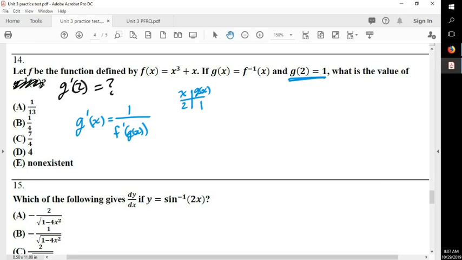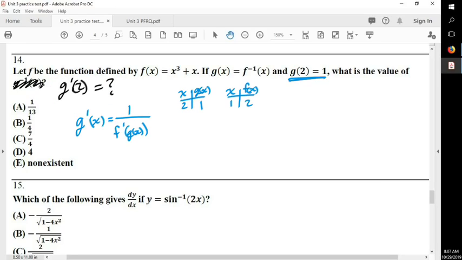Now, if g is an inverse of f, we also know something about f. If I have an x and f of x, what do we know about f of x? If we plug in a 1, we get a 2, right? That's what we know. So I'm just writing down stuff that we know. Is there anything else? No, that's it. Okay, so now, how do we find this?